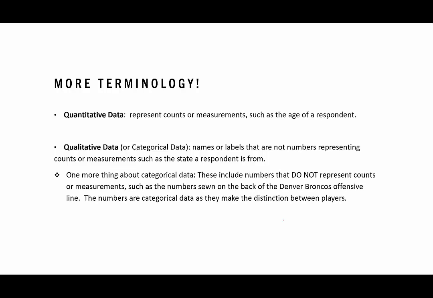One more thing about categorical data. These include numbers that do not represent counts or measurements, such as the numbers shown on the back of the Denver Broncos offensive line. The numbers are mostly meaningless. It doesn't matter if someone's 53 versus 56. That's just a way for the refs to identify them. The numbers are categorical data as they make the distinction between the players. Otherwise, they don't serve a purpose.